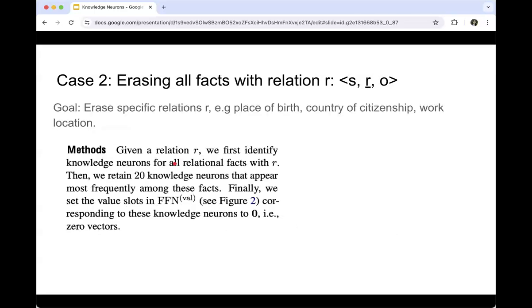So the second case is the erasure of a relation. So let's say we have a model that stores knowledge about a sensitive relation, for example, work location, and we want to erase all the facts that correspond to this relation. Then their proposed method of erasing all facts corresponding to some relation R is to identify the top 20 knowledge neurons for that relation and set the value slots of those knowledge neurons to 0.